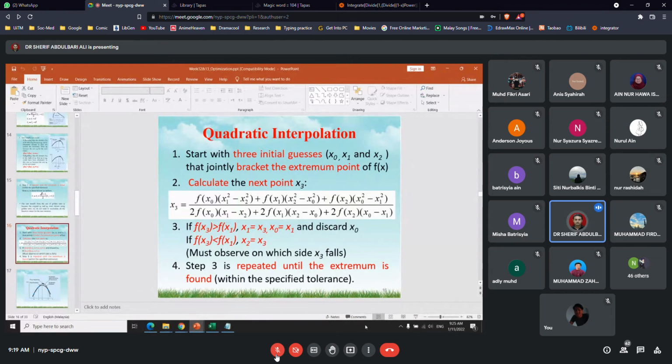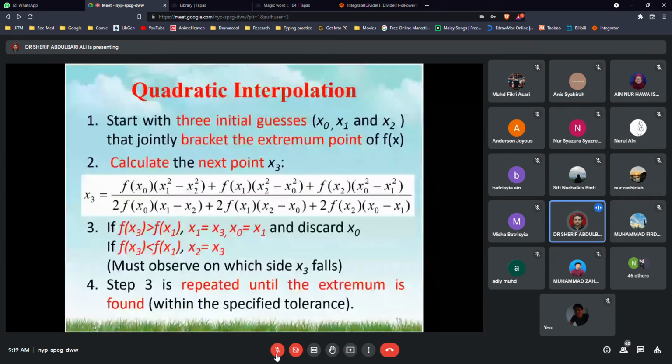let's see here. You have here x0, x1, and x2. Between them is going to be the maximum or minimum value. So that means it's going to be between x0 and x1 or between x1 and x2. So how are we going to find that?